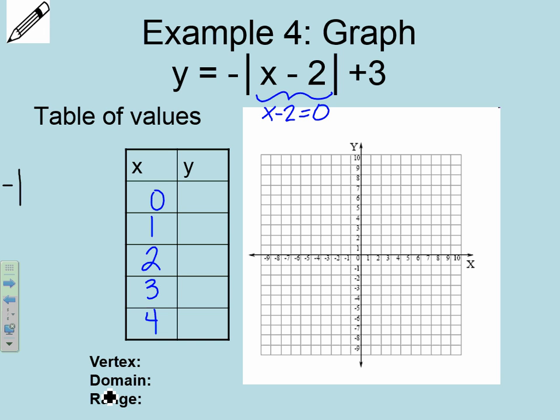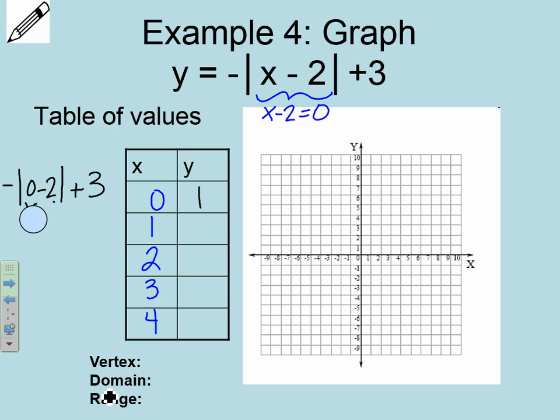Negative sign, I'm going to plug in a 0. I'm going to start inside the absolute value. 0 minus 2 is -2. But then when I take the absolute value, it becomes +2. But then I have to stick that negative sign back on it and then add the 3. So it becomes +1 for my final answer.